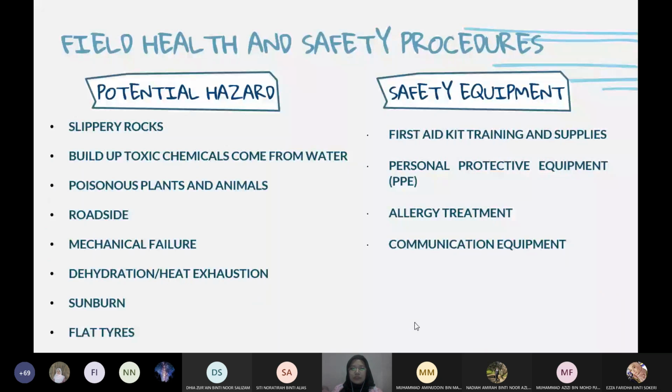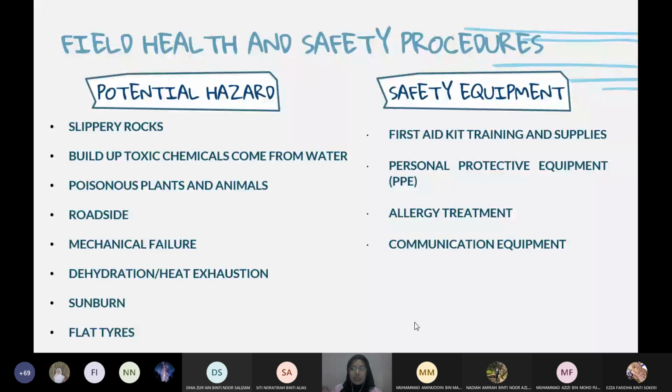During working, there will be potential hazards that can cause accidents. Due to that, we need to know potential hazards that may happen so that we can prevent them from happening. Some of the major potential hazards are slippery rocks, as they may cause the sampler to fall into the water, so it is advised to wear appropriate footwear and make sure the shoe soles are not worn out. Next is build up of toxic chemicals in water, which may cause the sampler to get sick or diseases. Poisonous plants and animals, participants may get stung by animals or may get skin irritation, so we should wear appropriate PPE, which includes wearing gloves in handling the sample.